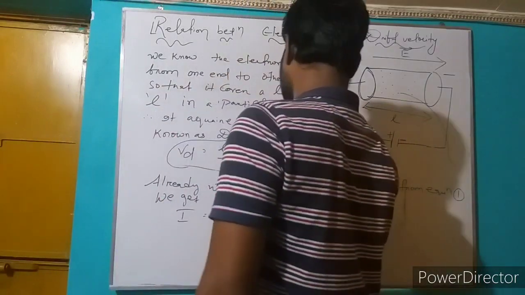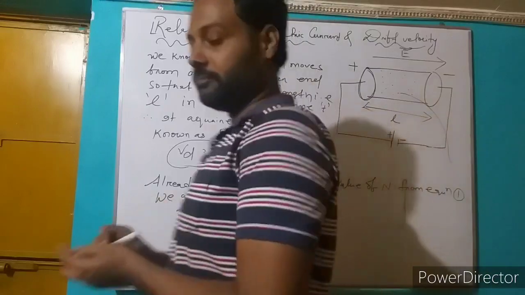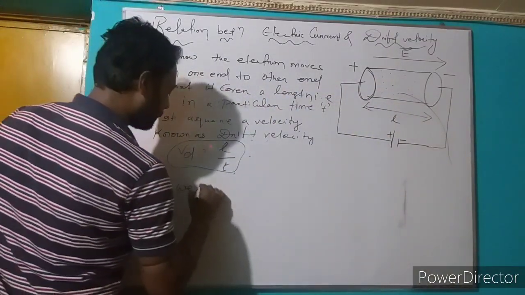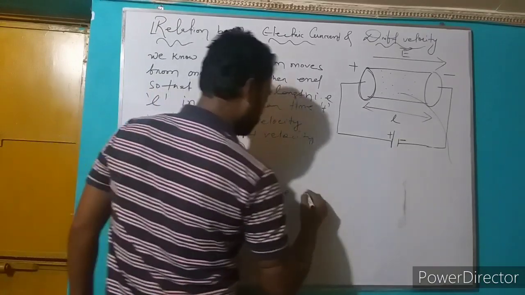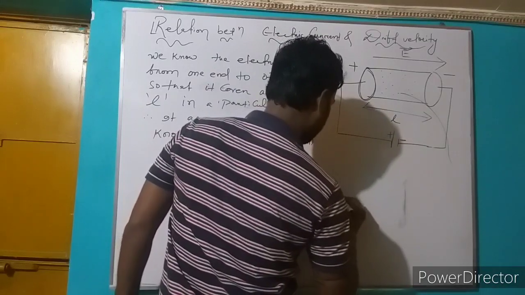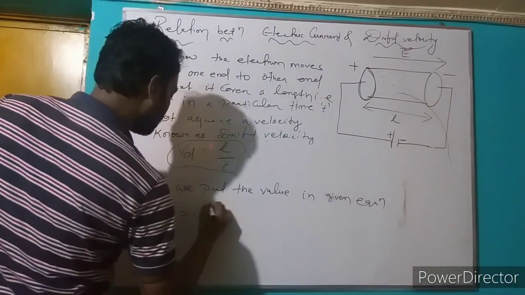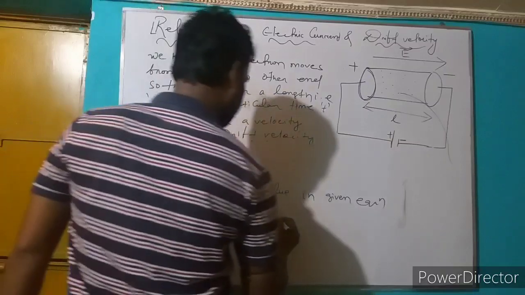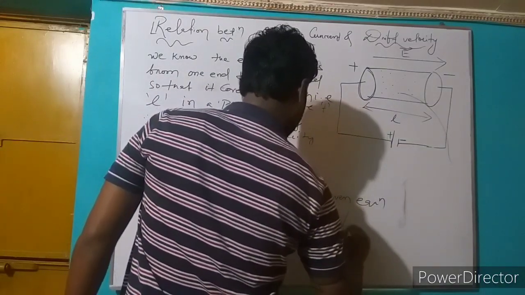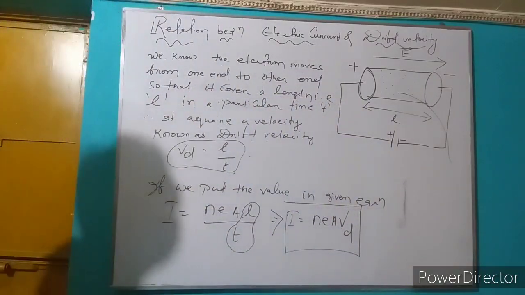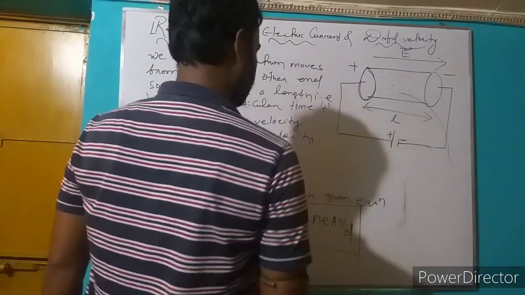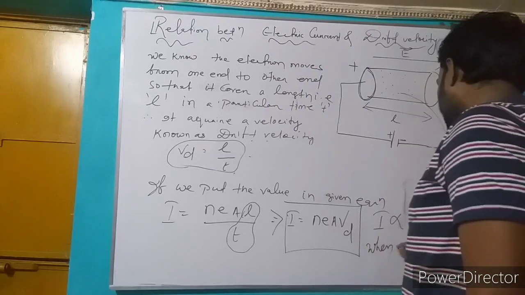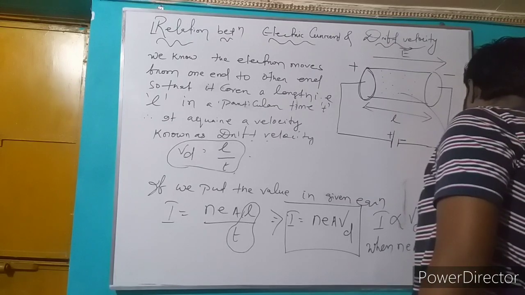So if we put that value in the given equation, I equals n E A L by T. Here L by T represents V. That implies I equals n E A Vd. So this is the relation between current and drift velocity. Current is directly proportional to drift velocity when n, E and A remain constant.